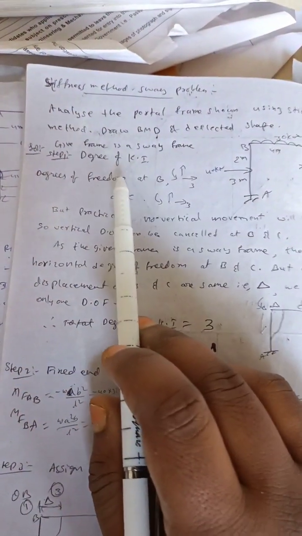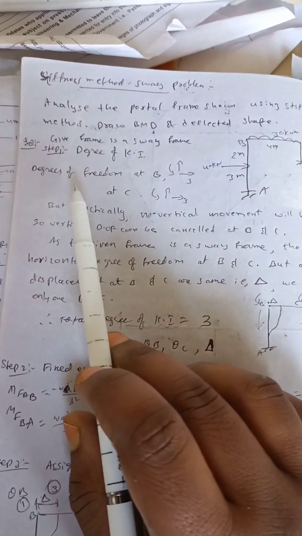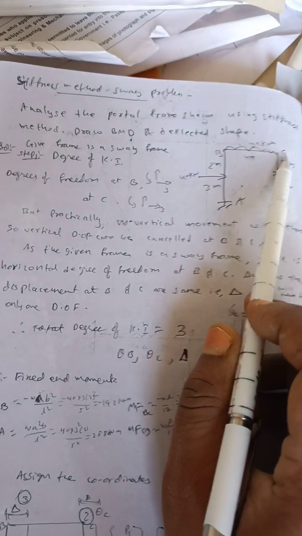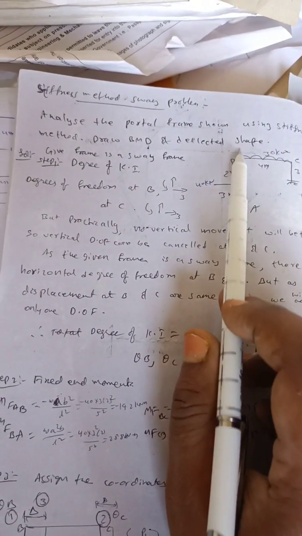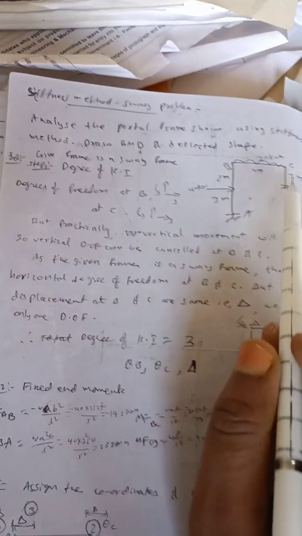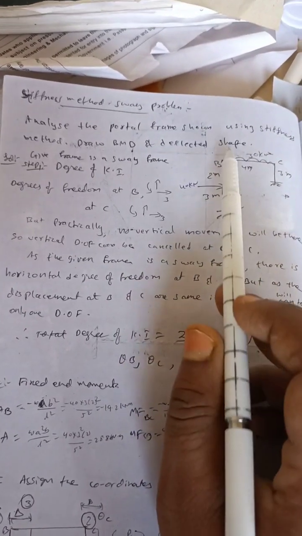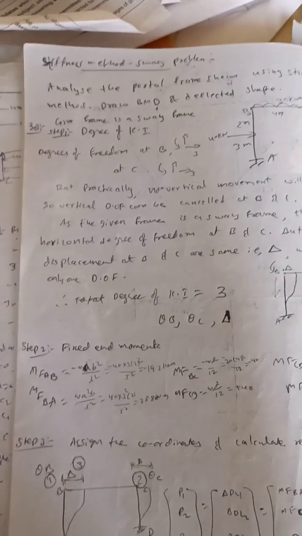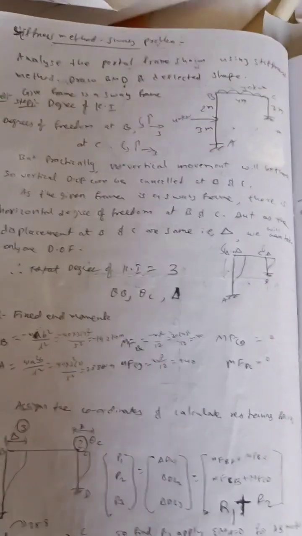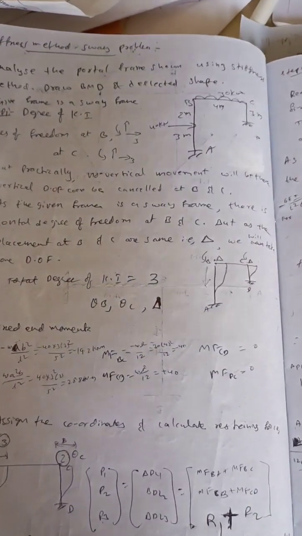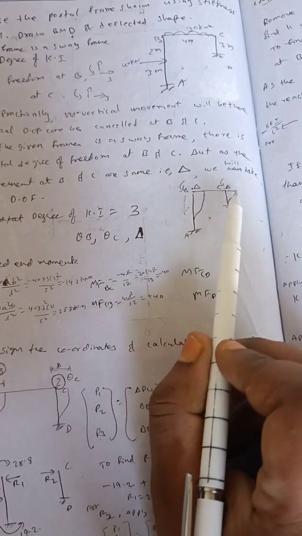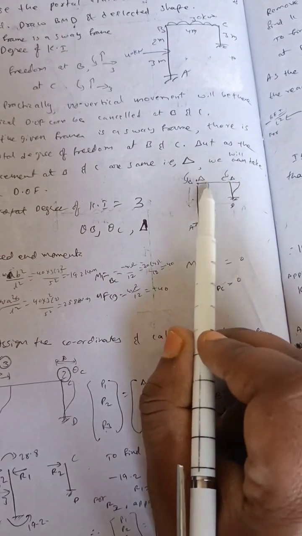Next, the first step is the degree of kinematic independence. How many degrees of freedom are there? At B, there are generally 3, and at C, there are 3. But the vertical movements are restricted, as there are fixed supports at A and D, so there is no vertical movement. Then 4 will remain: theta B, theta C, the horizontal movement at B, and the horizontal movement at C. But the horizontal movements at B and C are the same, that is delta.